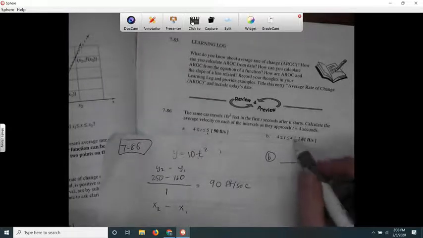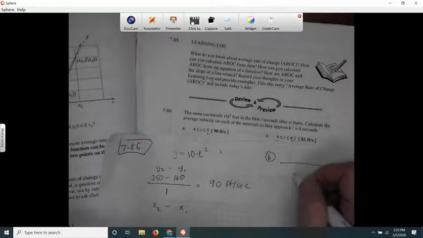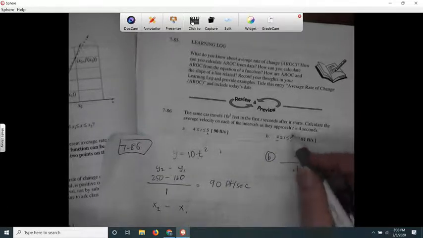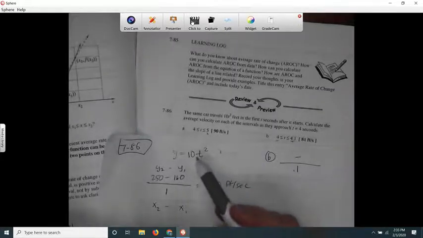And then letter B, it's change in y over change in x. So the change in x is easy. You just take this, take away this. So 4.1 take away 4 is just 0.1. And then for 4.1, I have to plug it into this function. So 4.1 squared times 10.